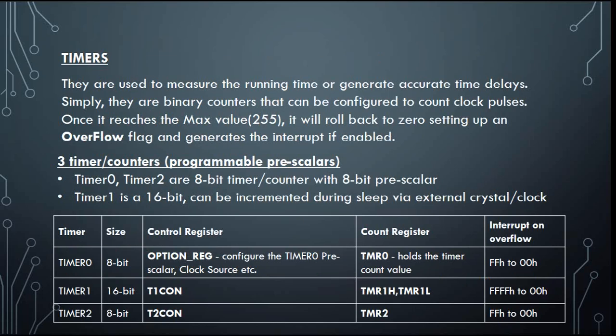They're used to measure the running time or generate accurate time delays. Simply, they are binary counters and there are three timers, timer 0, 2 and 1. Timer 0 and timer 2 are 8-bit timers with a prescaler, while timer 1 is a 16-bit that can be incremented during sleep via external clock.